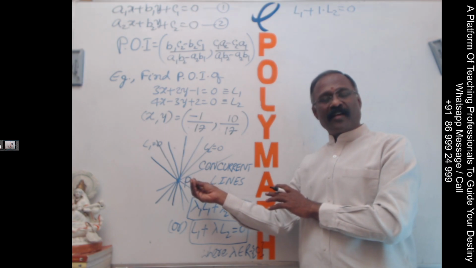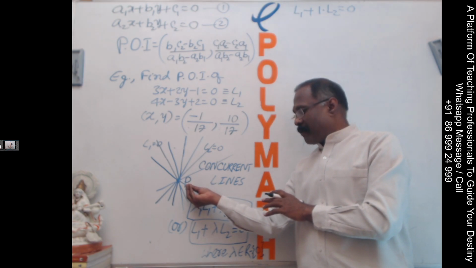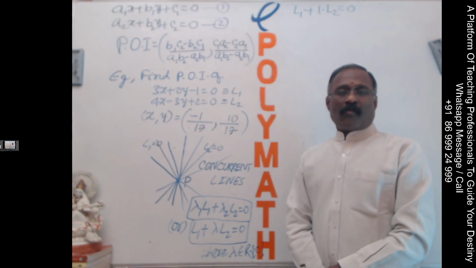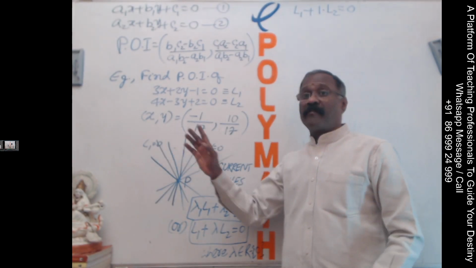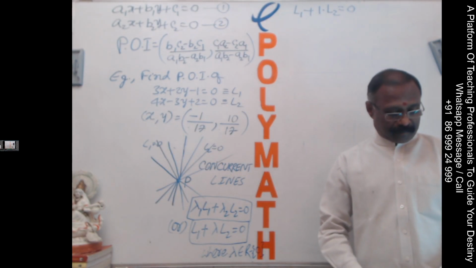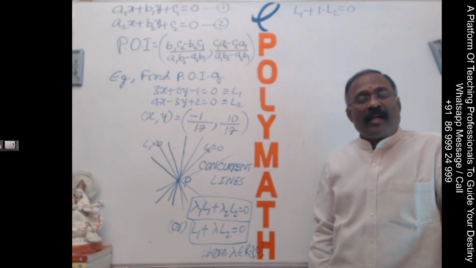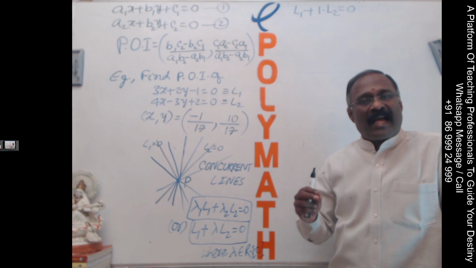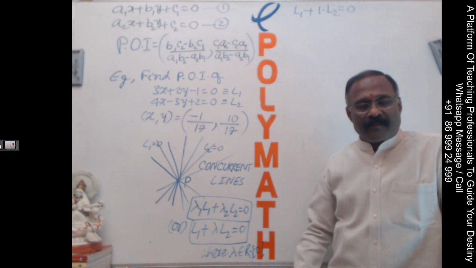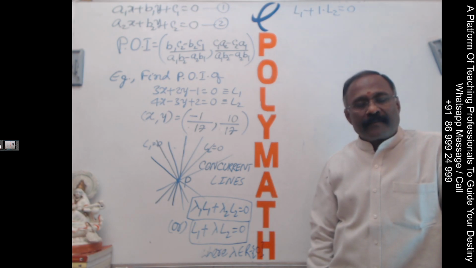What is the commonality of all this family? This family passes through P. What is P? The point of intersection of L1 equal to 0 and L2 equal to 0. So what do we call lambda? Lambda is nothing but the parameter. I hope you understand that.